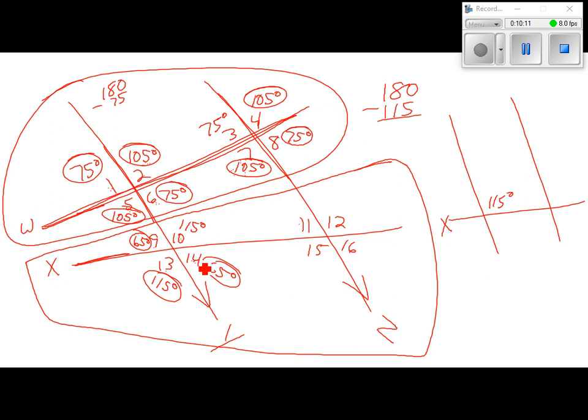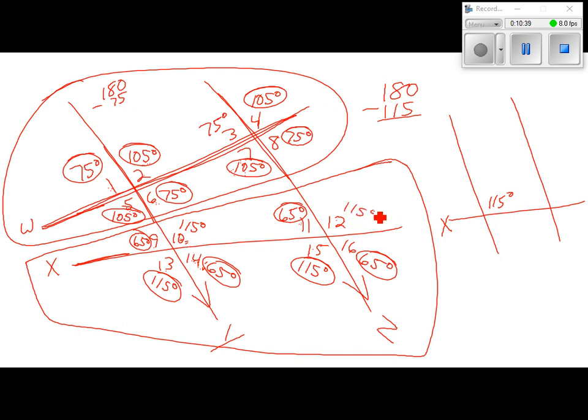14 and 11 are alternate interior angles, so they have to be congruent, so that's 65 degrees. 10 and 15 are alternate interior angles, so they have to be congruent, so that's 115 degrees. Angle 14 and angle 16 are corresponding angles, so angle 16 has to be 65 degrees because they have to be congruent. Angle 10 and angle 12 are corresponding angles, so they have to be congruent, so that has to be 115 degrees.